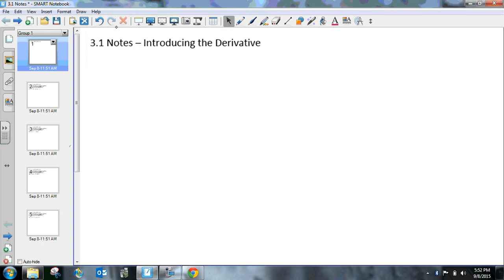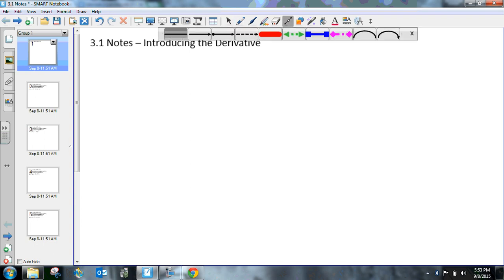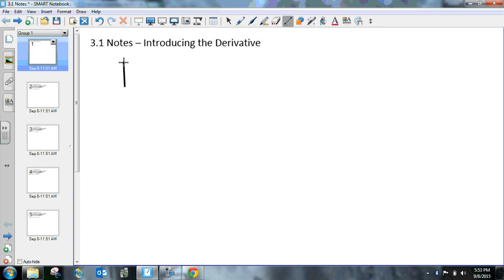Okay, the following is a video over 3.1 notes, and this is introducing the derivative. In the last video, we talked about how we turned the secant line into the tangent line. And what I want to do is use some function notation and show you what happens as a result of doing that. So let's just take a look for a second.